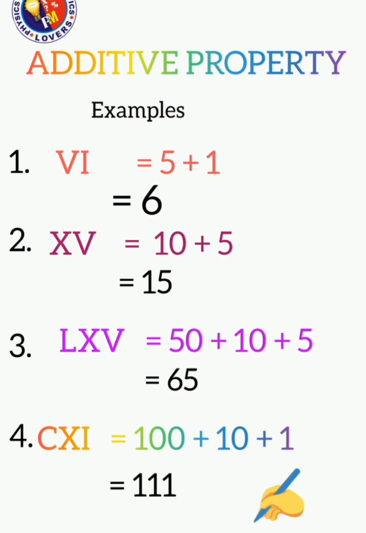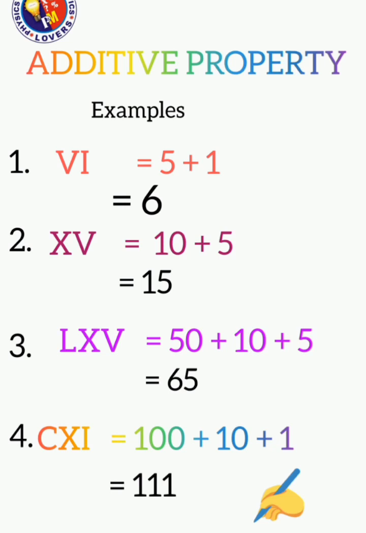Now example number 4, we have CXI. C is 100, X is 10, and I is 1. So these two symbols are smaller than C. So in this case, we are going to add. Take note of this when you are adding: when a small symbol comes after a big symbol, then you add.